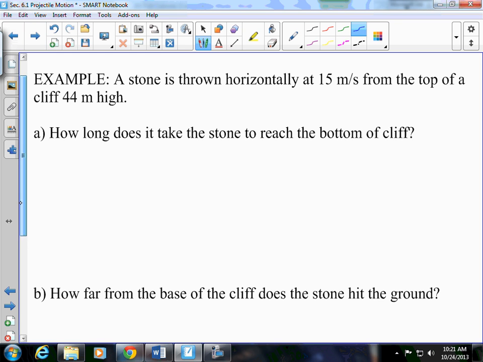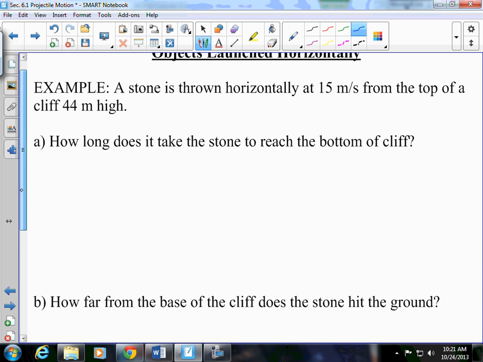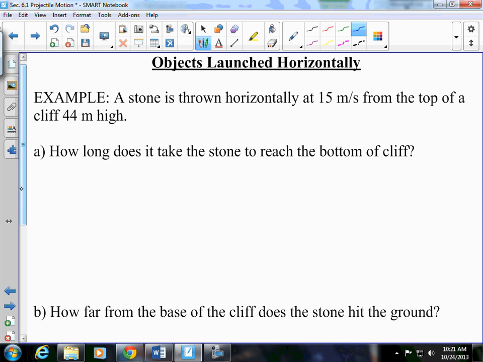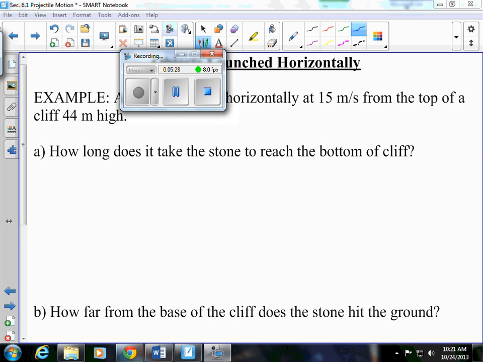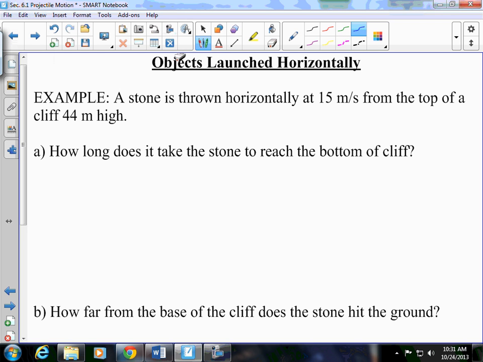Now, just like we were talking about when we did the equation with, just a second here. So we look at this problem here. We have a stone is thrown horizontally at 15 meters per second from the top of a cliff that's 44 meters high. How long does it take the stone to reach the bottom of the cliff? So we are looking for time. All right. And we are given two pieces of information. We are given 15 meters per second, and we are given 44 meters high.